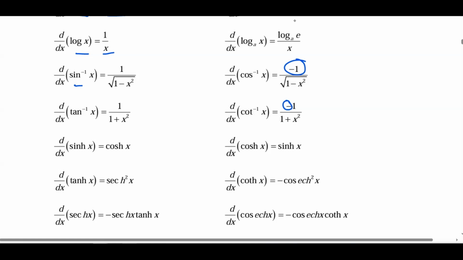Then sine hyperbolic x will be cos hyperbolic x, cos hx will be sine hx. Tan hx will be secant h square x, and cot hx will be minus cosecant h square x. Secant hx will be minus secant hx tan hx, cosecant hx will be minus cosecant hx cot hx.